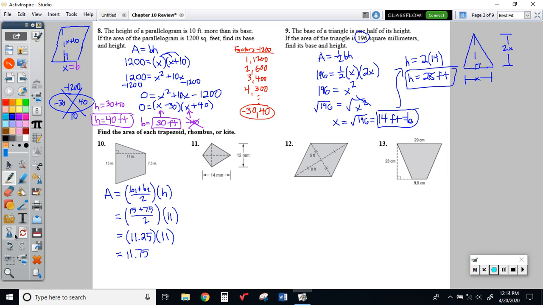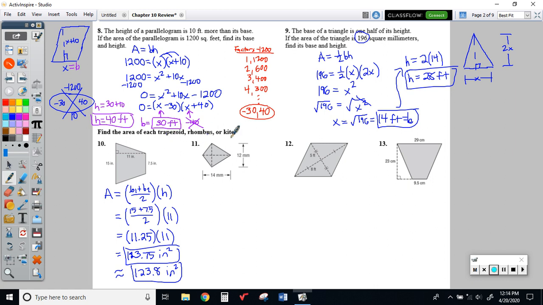What am I writing there though? I don't know what I'm writing there. Sorry, not 11.75. But I think I said it right. 123.75. That would be inches squared. Or if you round it off to the nearest tenth, 123.8. Also an acceptable answer there.